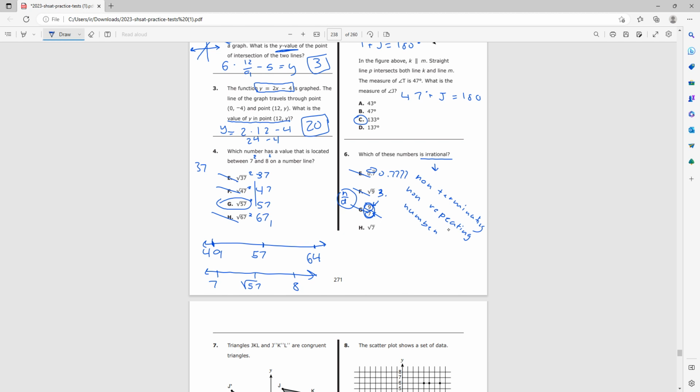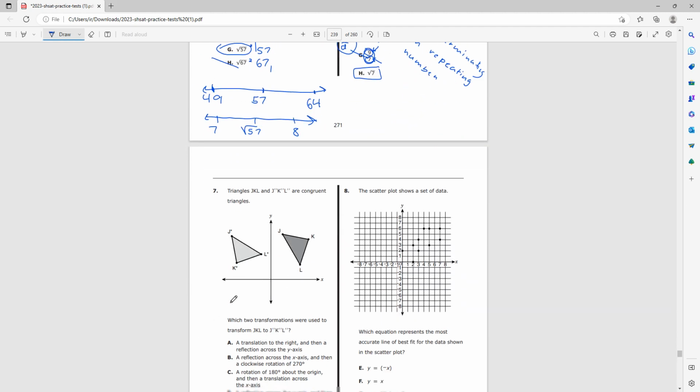Obviously, you don't have a calculator, but because we were able to rule out E, F, and G, H is our best bet. And radical 7 is non-terminating and non-repeating if you plug it into a calculator.